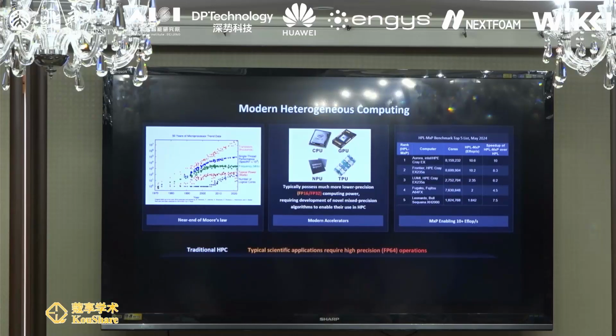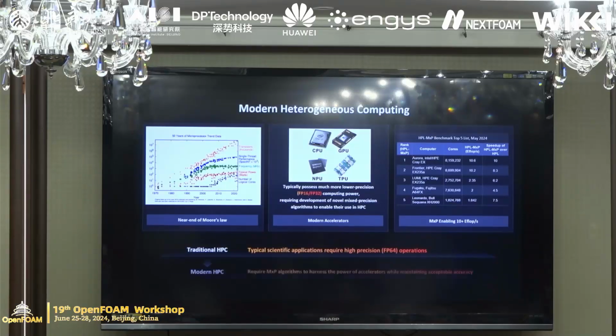So traditional HPC, you could think of like using high precision computation. Modern HPC, if you want to be able to use as much as possible the capabilities of even modern CPUs, but also accelerators, is to use as much of offloading to lower precision as possible.